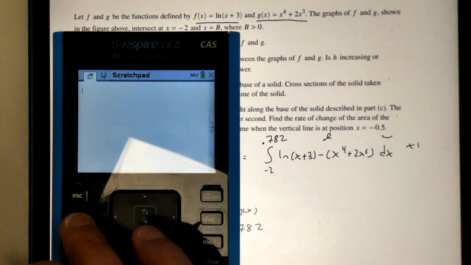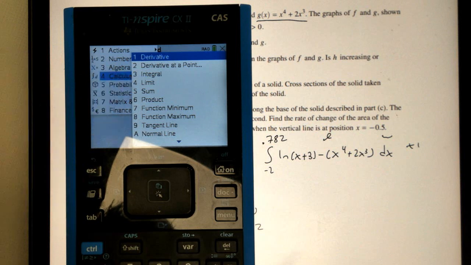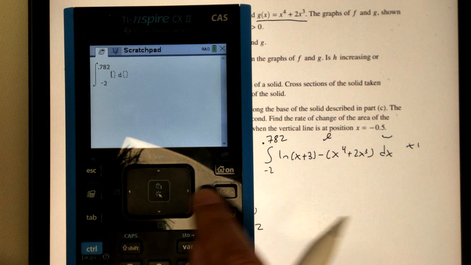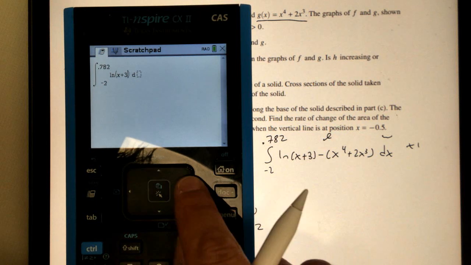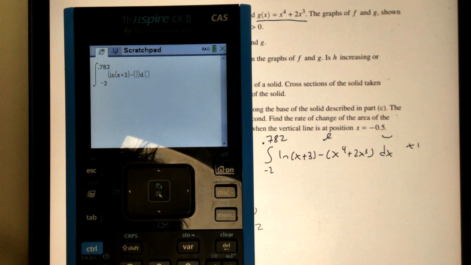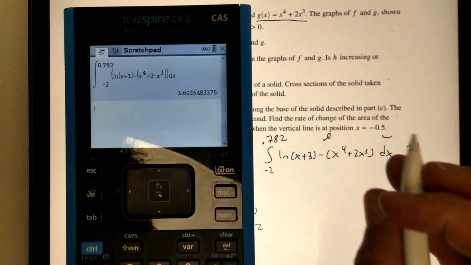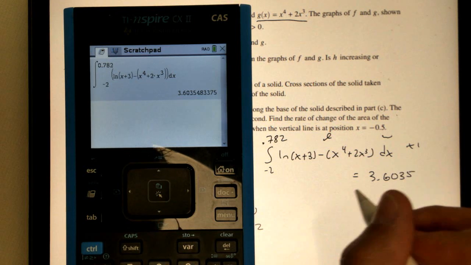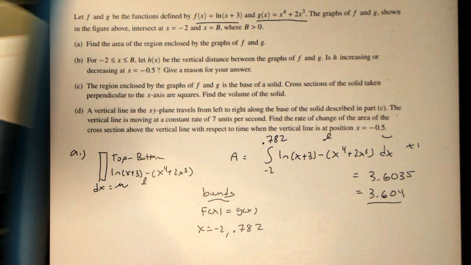To get the answer, Menu, and I go to home screen, Menu, 4, we're looking for the integral, 3, and I just type in my bounds, -2 to 0.782, and I type in my function exactly as it looks: the natural log of x plus 3, minus, in parentheses, x to the fourth plus 2x to the third. And don't forget your differential, the dx. Press enter, and we get 3.06035, and on the AP, don't forget we want 3 decimal places, so 3.604 is what we would put. And there's our answer. There's part A.